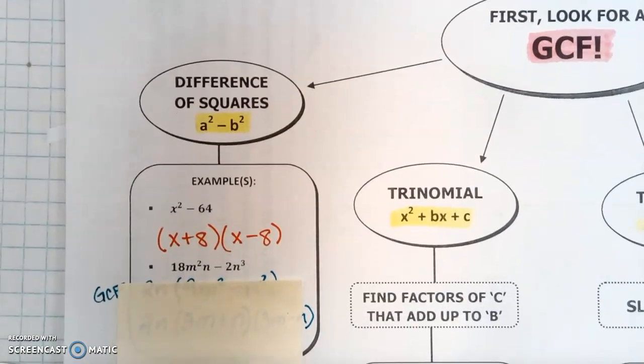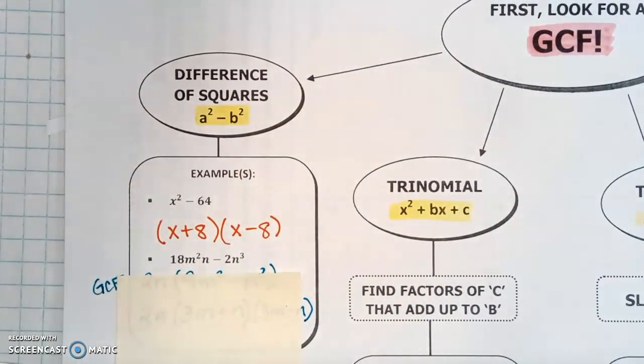All right, the second example down here definitely has a GCF. So when you look at the first term and the second term, what is the GCF of 18m squared n minus 2n cubed? Well, 18 goes into 18, but 18 does not go evenly into 2. So 18 is too big. So 2. Okay, everybody agree on the 2? 2 goes into 18 and 2 goes into 2. What else? 9 is going to be left.